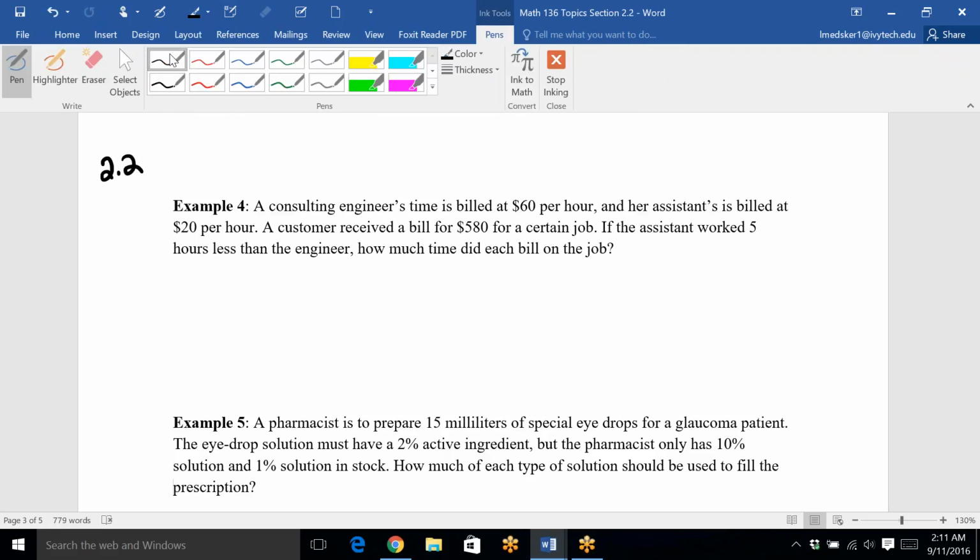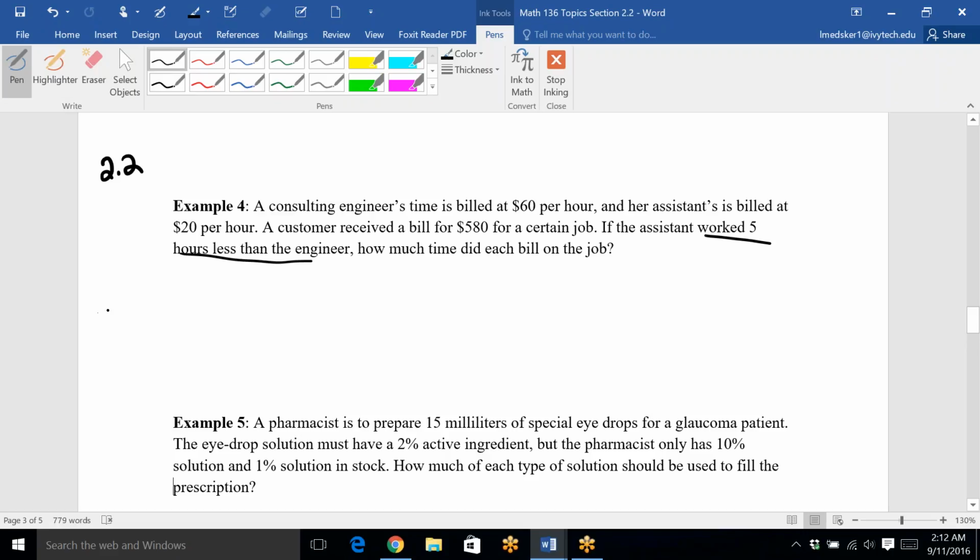It says consulting engineer's time is billed at $60 per hour and her assistance is billed at $20 per hour. The customer received a bill for $580 for a certain job. If the assistant worked 5 hours less than the engineer, how much time did each bill on the job? Okay, so we have two people essentially that we have to worry about.